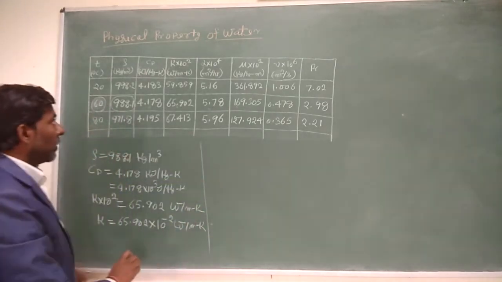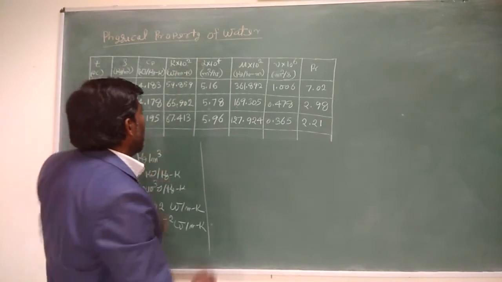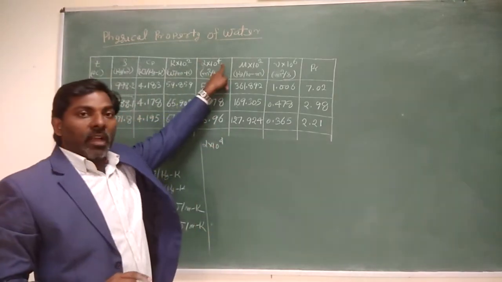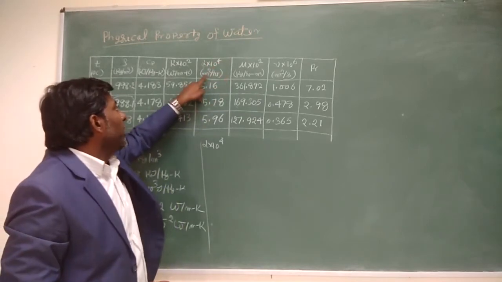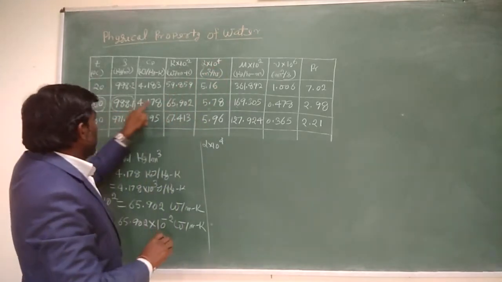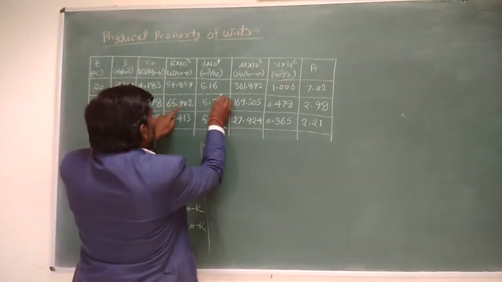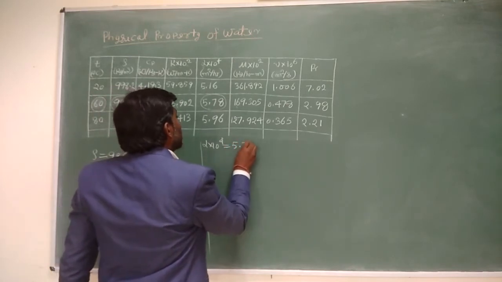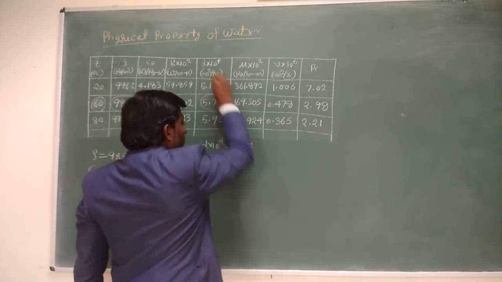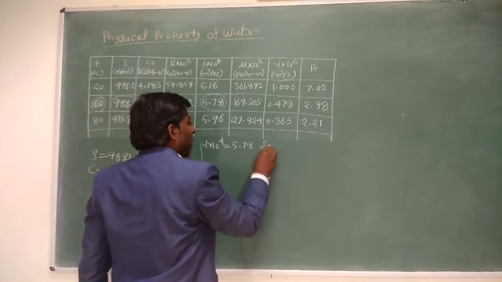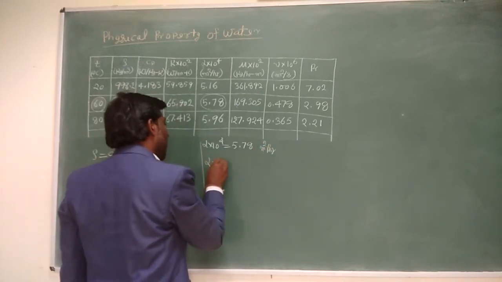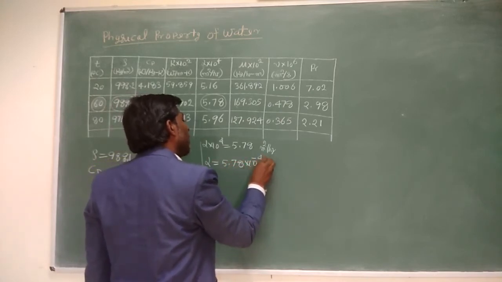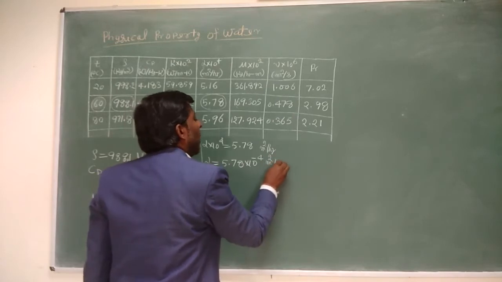Similarly, let us take for the others, this alpha. So this alpha into 10 to the power 4 they are giving, and the unit is meter square per hour. So at 60 degrees centigrade, what you are getting? This is 5.78, and its unit is, look here, meter square per hour. So what will be alpha? This 5.78 into 10 to the power minus 4 meter square per hour.